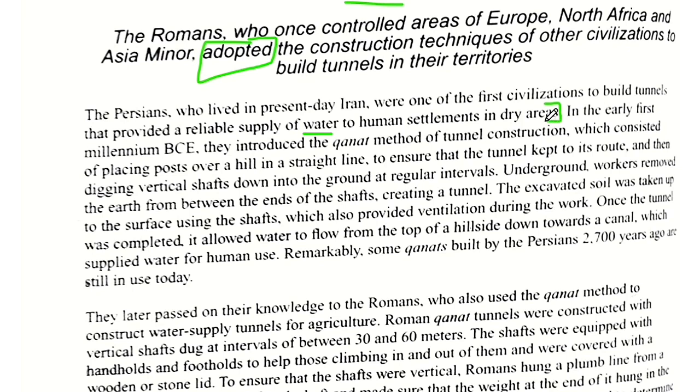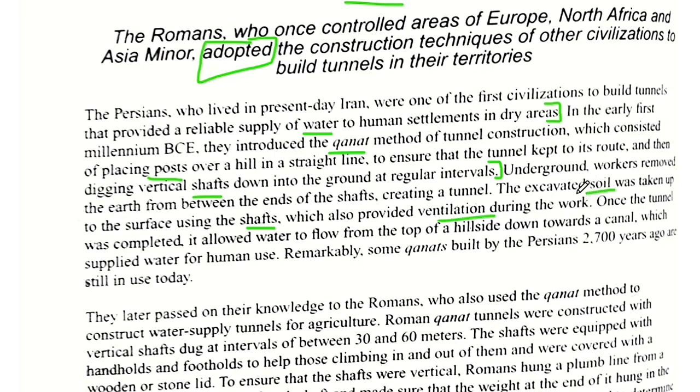In the early first millennium BCE, they introduced the Kanat method of tunnel construction, which consisted of placing posts over a hill in a straight line to ensure that the tunnel kept to its route, and then digging vertical shafts down into the ground at regular intervals. Underground, workers removed the earth from between the ends of the shaft, creating a tunnel. Excavated soil was taken up to the surface using the shaft, which also provided ventilation during the work.